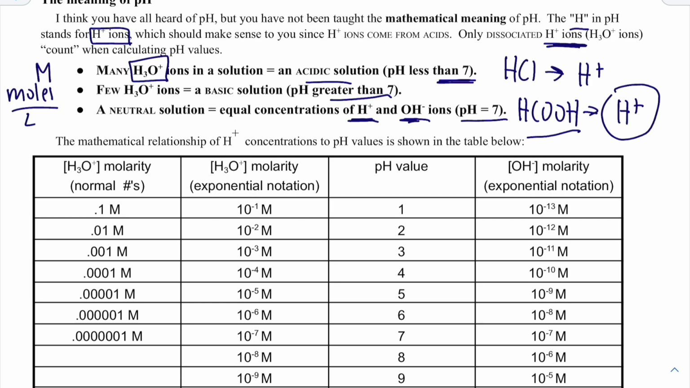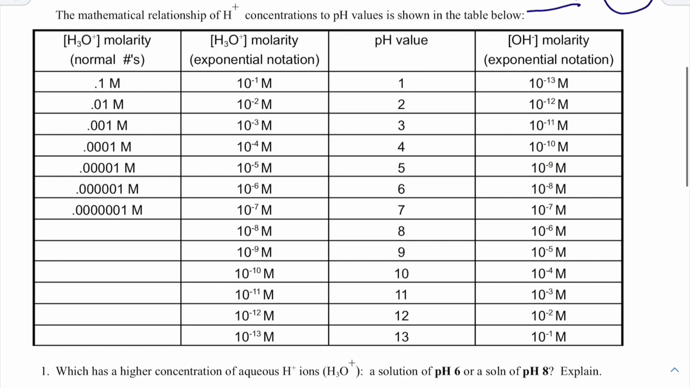As you know, water can act as acid or base, and the reason water is neutral is because whenever an H plus dissociates, it leaves behind an OH group, and that makes them equal in concentration, which would be a pH of 7. The mathematical relationship can be shown in this table here.